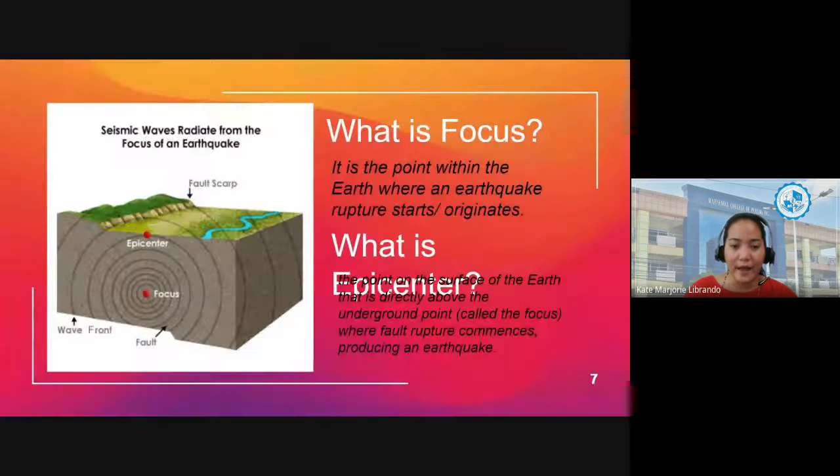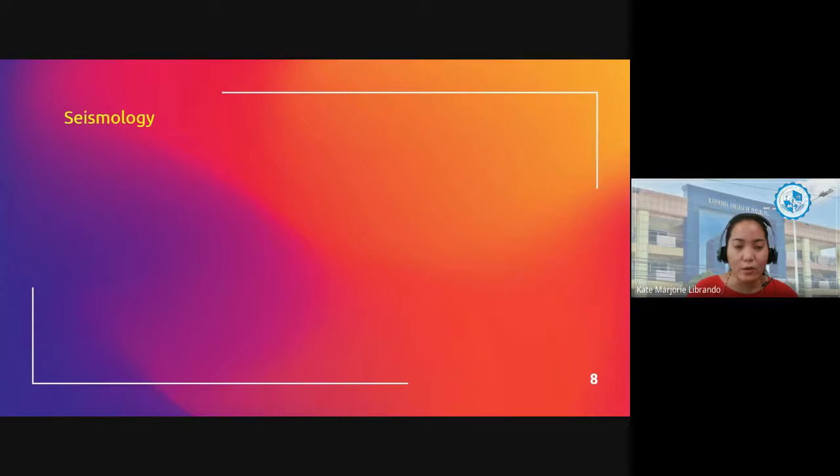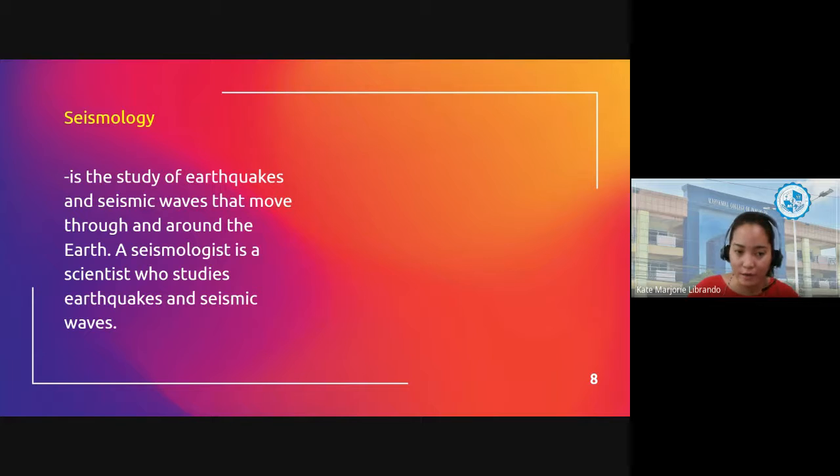Now, what is the difference between the focus and the epicenter? The focus is where the earthquake rupture originates, and the epicenter is where the waves hit the ground first. Now, what is seismology? It is the study of earthquakes and seismic waves that move through and around the earth.